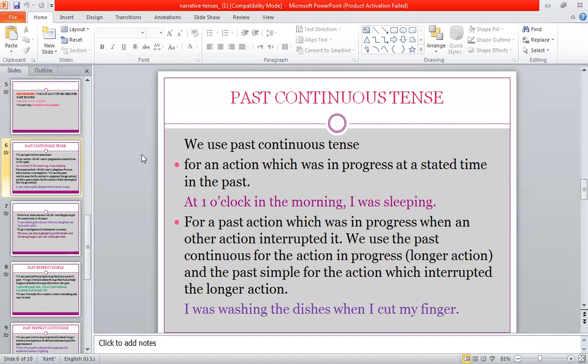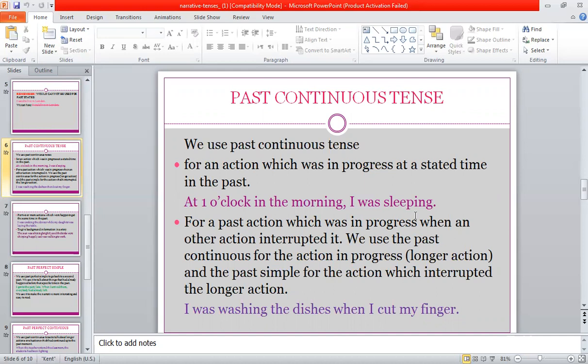Past continuous tense, the second narrative tense. We use past continuous tense for an action which was in progress at a stated time in the past. Which was in progress at what? At a stated time, a definite time. So I say at 1 o'clock in the morning, I was sleeping. So I was sleeping when, as if I asked when: at 1 o'clock in the morning. So this is a stated time in the past, so I use past continuous. It took duration in the past, at a stated time.